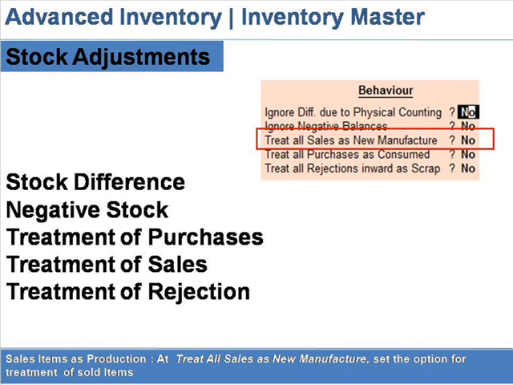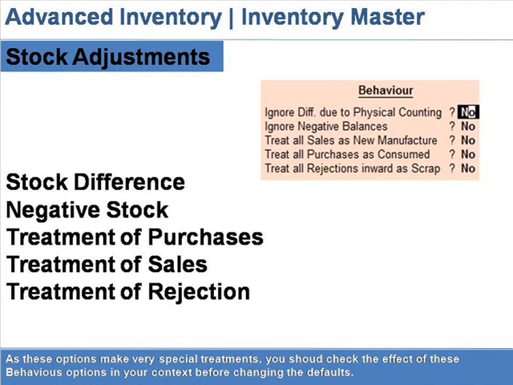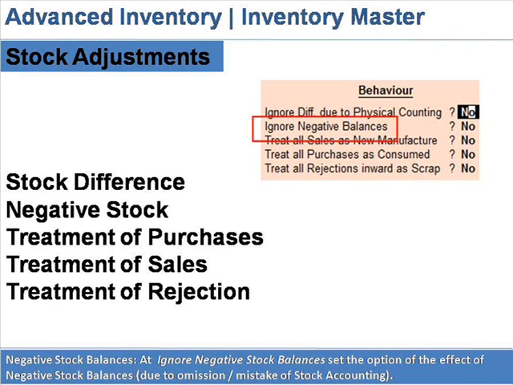Sales item production. Treat all sales as new manufacture. Set the option for treatment of sold items as described next. Returned items. Treat all rejection inwards as scrap. Set the option of treatment of sold items returned by the customers. All the options make very special treatments. You should check the effect of these behavior options in your context before changing the defaults.